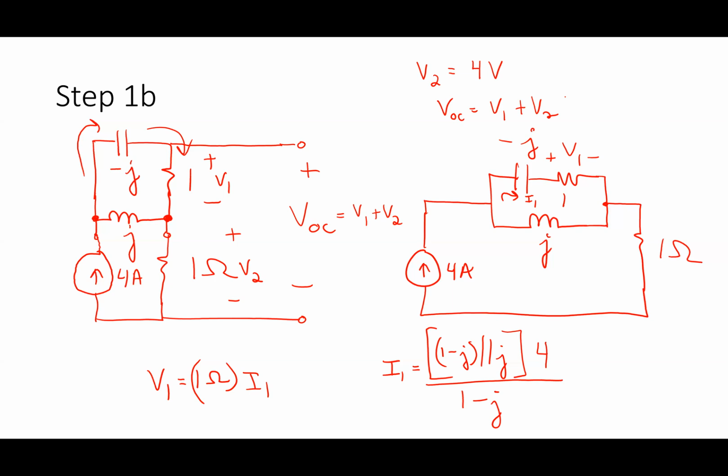The other thing I have to do is ask, what's the Thevenin equivalent impedance looking into that network? So I had minus J, I had 1 ohm, and if I'm finding a Thevenin equivalent impedance, I turn off the current source. What is the equivalent impedance ZEQ looking into this network?